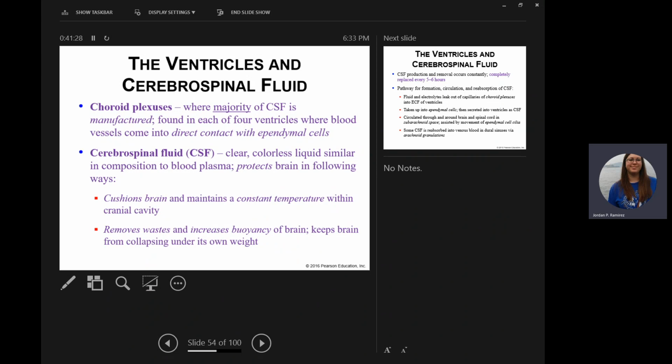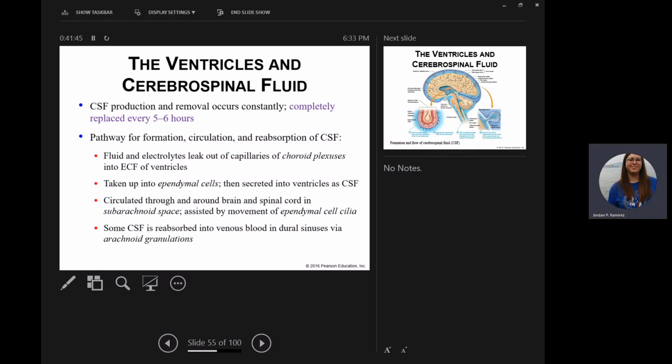Okay? So it protects the brain in the following ways. It cushions the brain and maintains that constant temperature within the cranial cavity. It also removes waste and increases the buoyancy of the brain. This keeps the brain from collapsing under its own weight. Okay. So now we've talked about all this. What about circulation and what about producing?